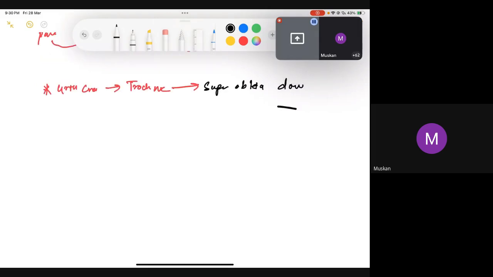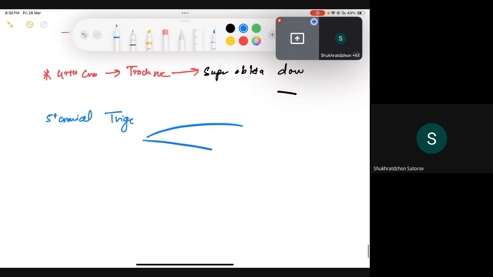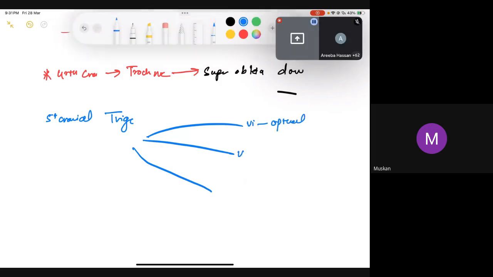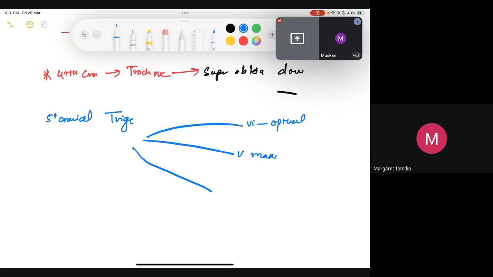Let's discuss our fifth cranial nerve. What's the name for fifth cranial nerve? Trigeminal. Okay, trigeminal nerve. It means it has 3 divisions, 1, 2, and 3. What's the name of the first division? V1? Ophthalmic, right? What about the second? Maxillary. And V3? Mandibular. Perfect.